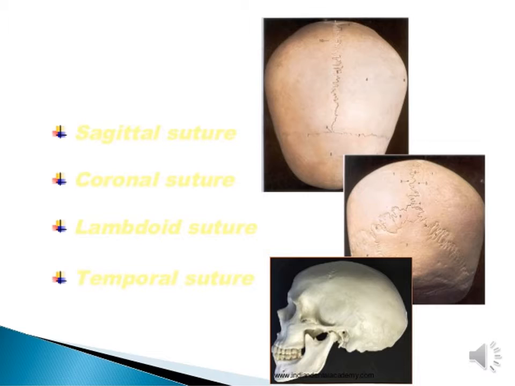The joint between the bones of the skull, a fibrous joint, is called a suture. So we have the main sutures: first the sagittal suture, second the coronal suture, third the lambdoid suture, and fourth the temporal suture, and we have many other sutures between the bones of the skull.